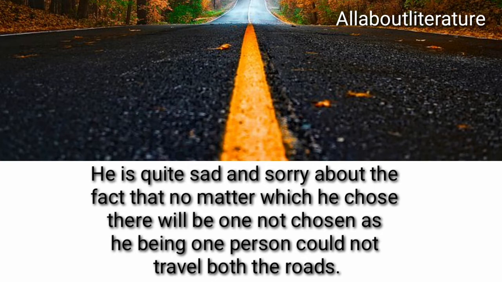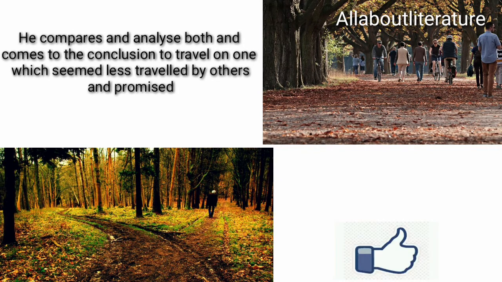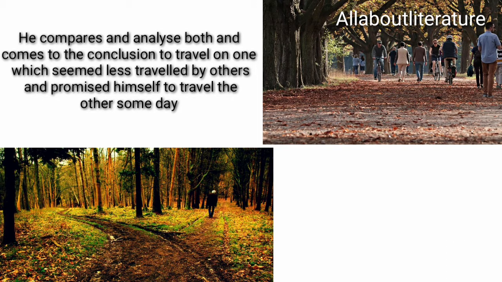So the poet is quite sad and sorry about the fact that he cannot choose both the roads because he is one person and he has to choose one and leave the other. He compares and analyzes both the roads and comes to the conclusion to travel on the one which seemed less traveled by others, and promised himself to travel the other someday. Now the poet decides that he will travel on the road which was, according to him, less traveled by others, and promised himself to travel on the other road some other day.